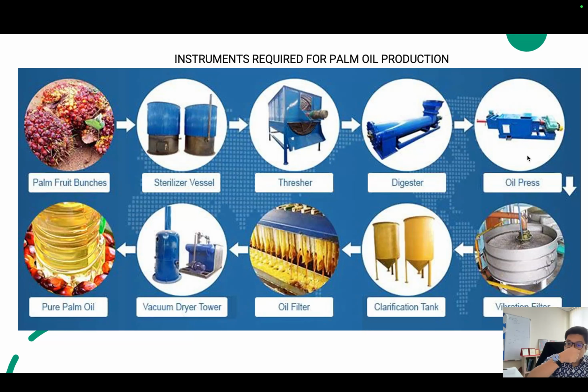When it is pressed, it is crushed and the oil will come out. Then it moves to the vibration filter to purify the oil. Clarification tank, oil filter, vacuum dryer tower. During the process, there are a lot of other liquids mixed with oil. So the vacuum dryer removes all of that, and then you get the pure palm oil.